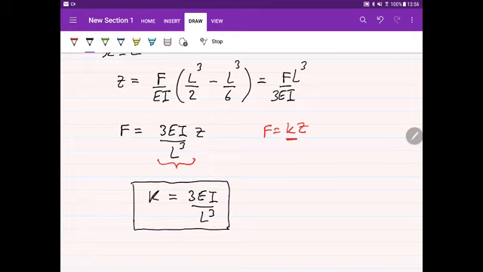So what we've been able to do is, by just thinking about the geometry, figure out what the spring constant is in terms of the fundamental properties of the cantilever. Its geometry, which is effectively specified by its length and its geometrical moment of inertia, and also E, which is its Young's modulus.